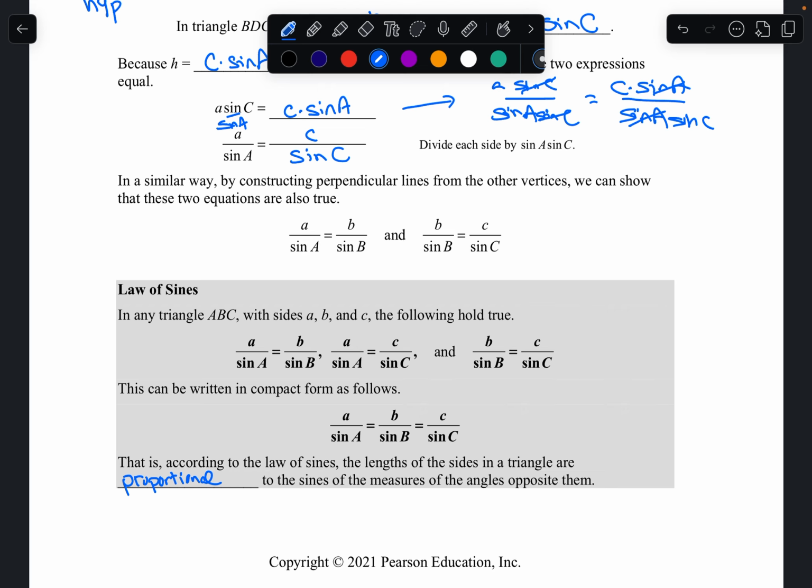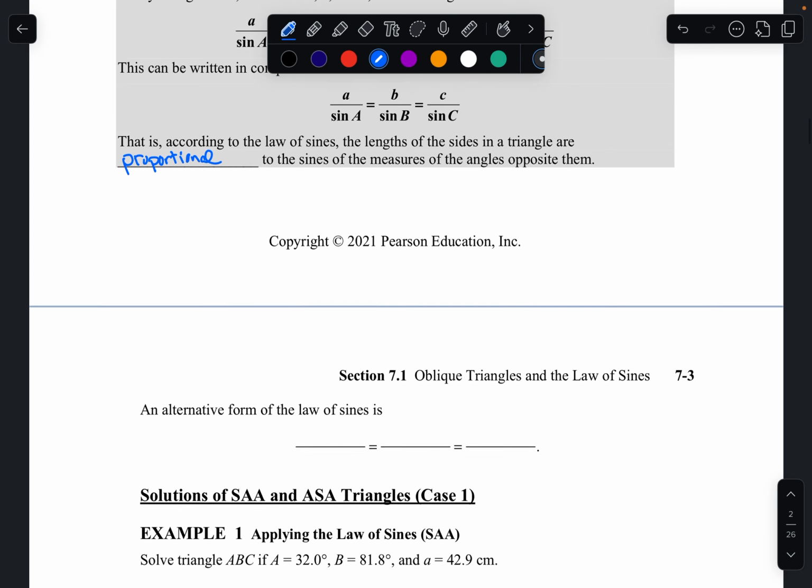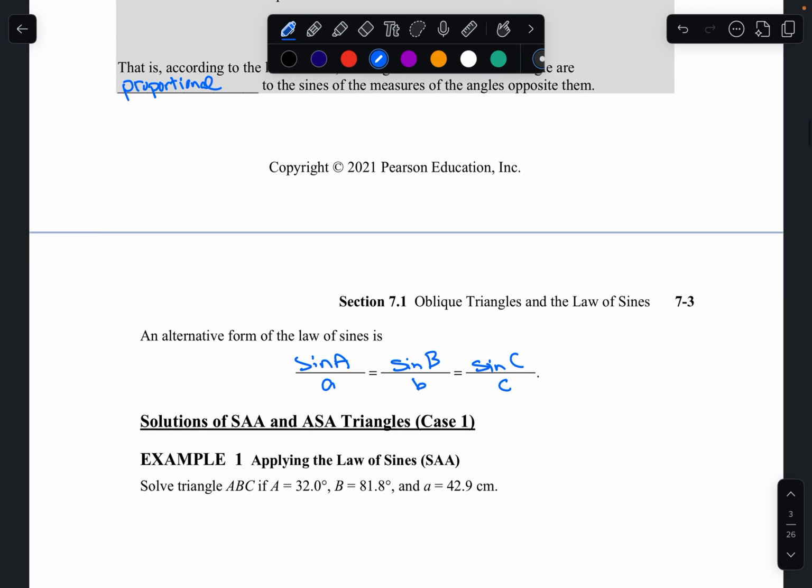Now, you can even do this with right triangles. So instead of trying to think, do I use sine? Do I use tangent? Do I use cosine? We can just always use the law of sines. An alternative form, because remember, in a proportion you're allowed to switch the means and the extremes, basically taking the reciprocal: sine of A over A equals the sine of B over B, which equals the sine of C over C.